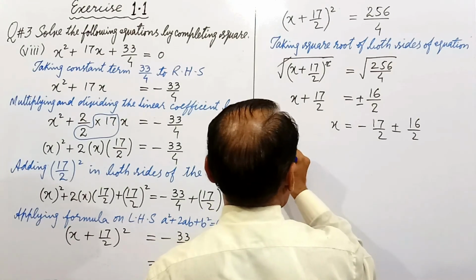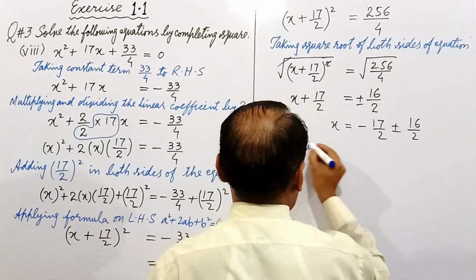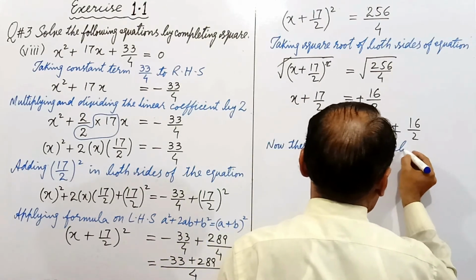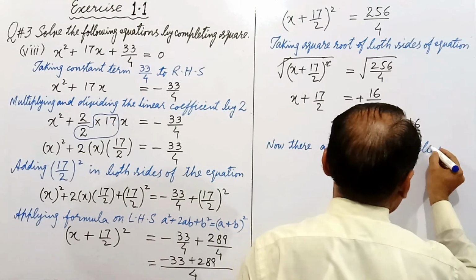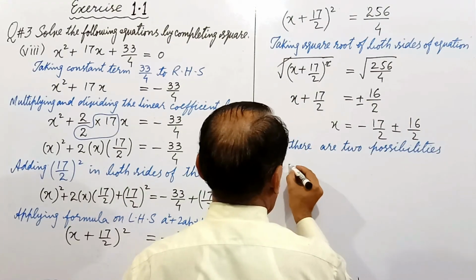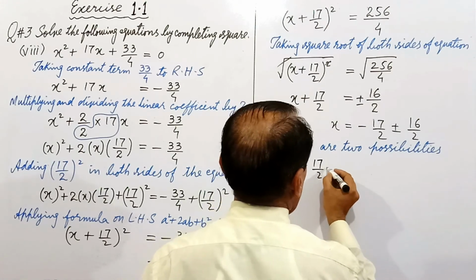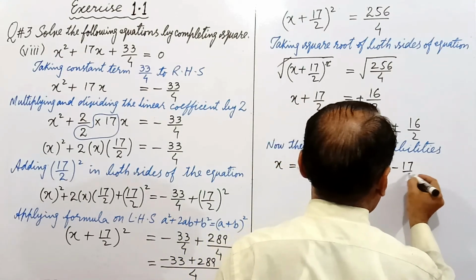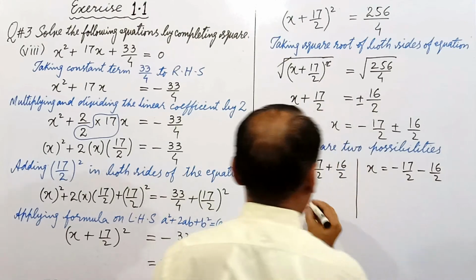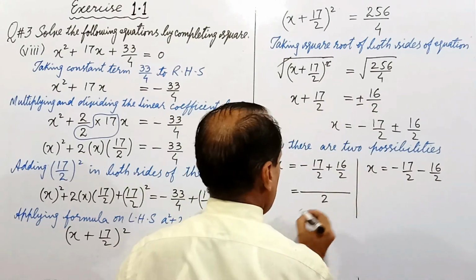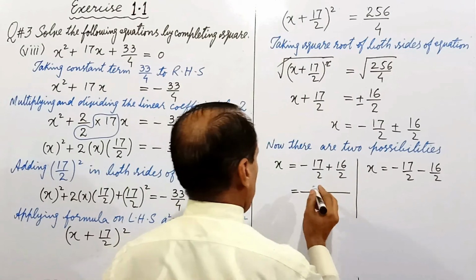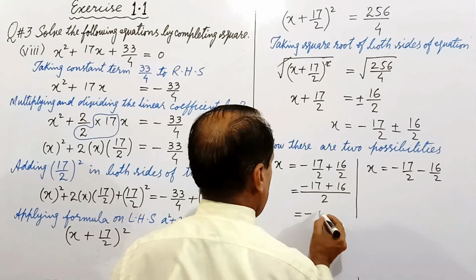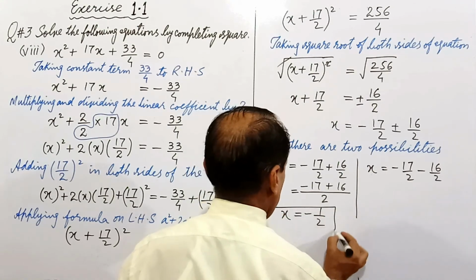Now there are two possibilities. One is x is equal to minus 17 over 2 plus 16 over 2, and the second is minus 17 over 2 minus 16 over 2. As we have the same denominator, the LCM is 2. By the standard procedure, we write the numerator as they are. Minus 17 plus 16 is equal to minus 1 over 2. We have the first root.